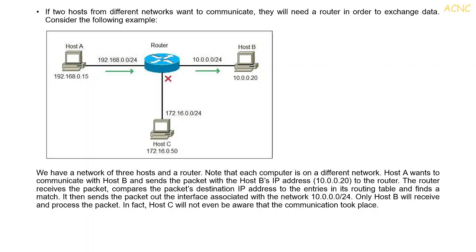That means a /24 subnet represents 255.255.255.0. We will cover IP addresses and subnets in my upcoming videos. Here is just an example.